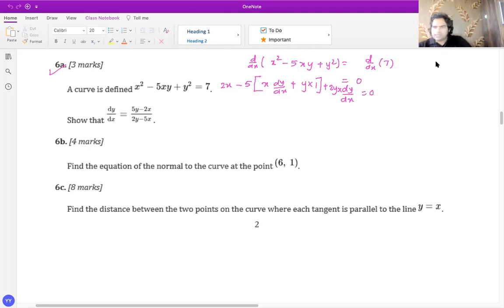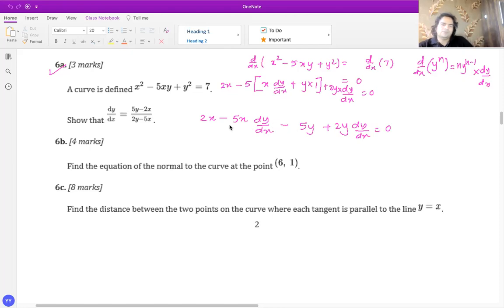This is just a quick recap: the derivative of y to the power n is n y to the power n minus 1 times dy by dx. When you're differentiating y with respect to x, that's how we do it. Now after this, if you open the bracket, we get 2x minus 5x times dy by dx minus 5y plus 2y dy by dx.